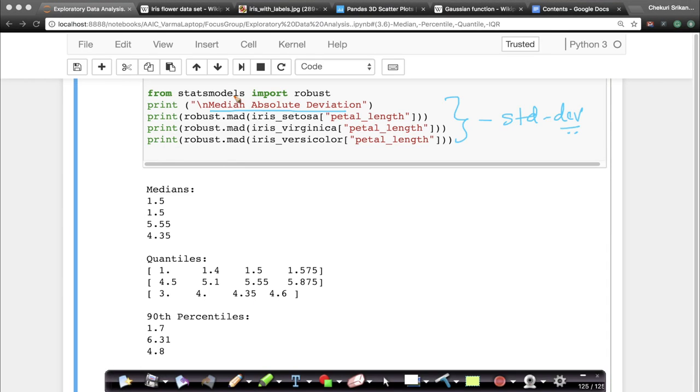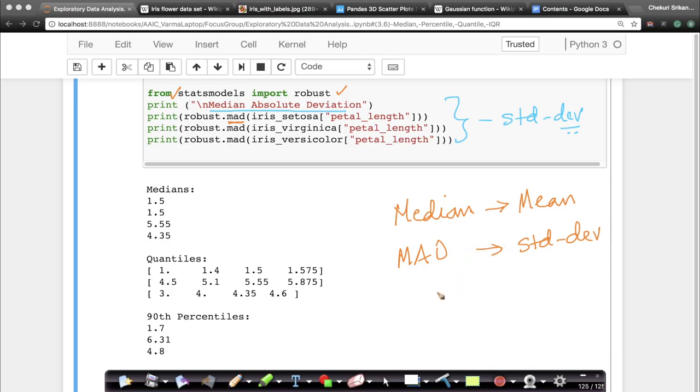To compute median absolute deviation, it's not readily available in NumPy. So there is a toolbox called statsmodels from which we can import robust. Robust has this function called MAD. If I just say robust.mad and give a vector of values, it will give me the median absolute deviation. So, just to summarize, the median is the equivalent of the mean, except that the median doesn't have the problem of extreme points or outliers. And median absolute deviation is the idea equivalent to your standard deviation, right?